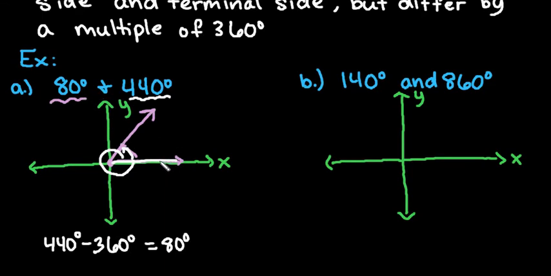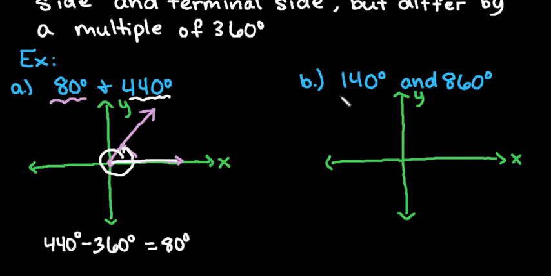So that's why they're considered coterminal angles, because they start at the same place. And after rotating the number of degrees, they end at the same point as well. So another one that we have here, so that you can see that it doesn't just have to differ by 360 degrees, is 140 and 860 degrees.